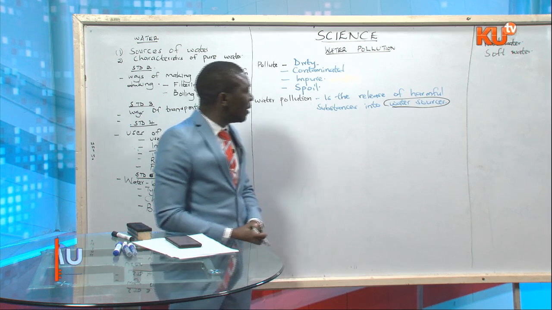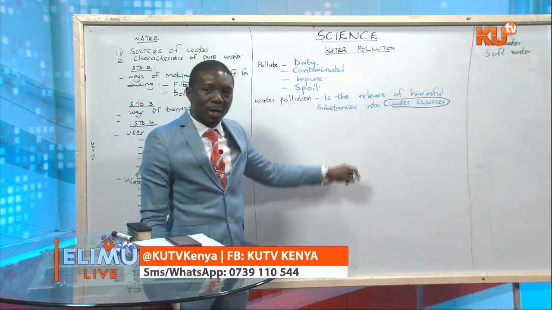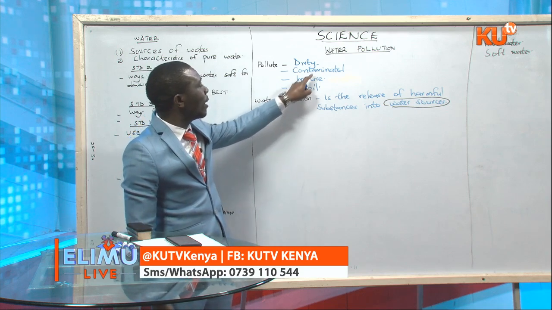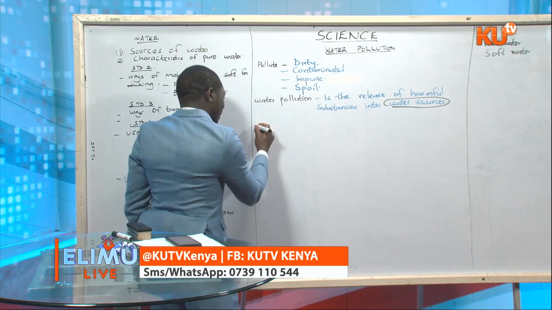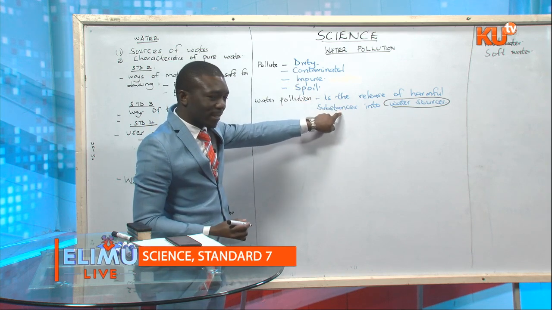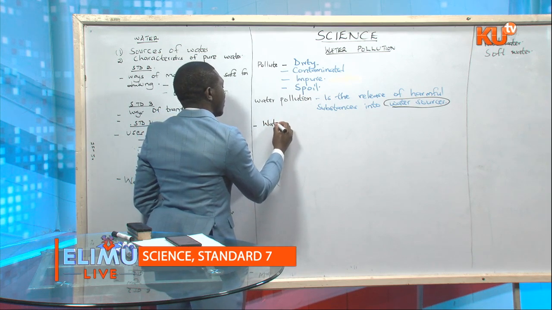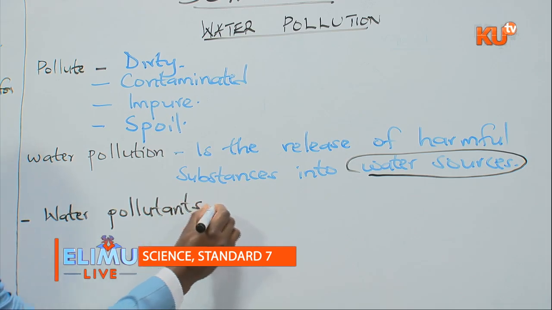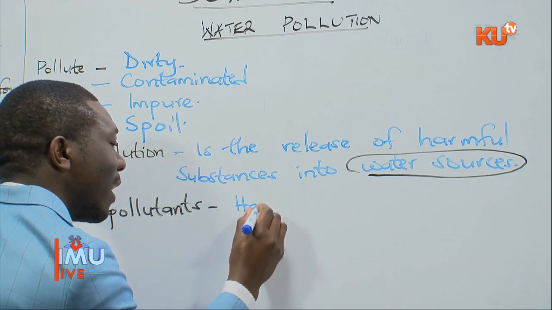So water pollution is the release of harmful substances in water. The harmful substances that are released in this water are the ones that make it impure, or the ones that contaminate it, or the ones that spoil it. Any of these harmful substances that are released in water, we call them water pollutants. Any substance that pollutes water. So water pollutants are those harmful substances that are released in water.